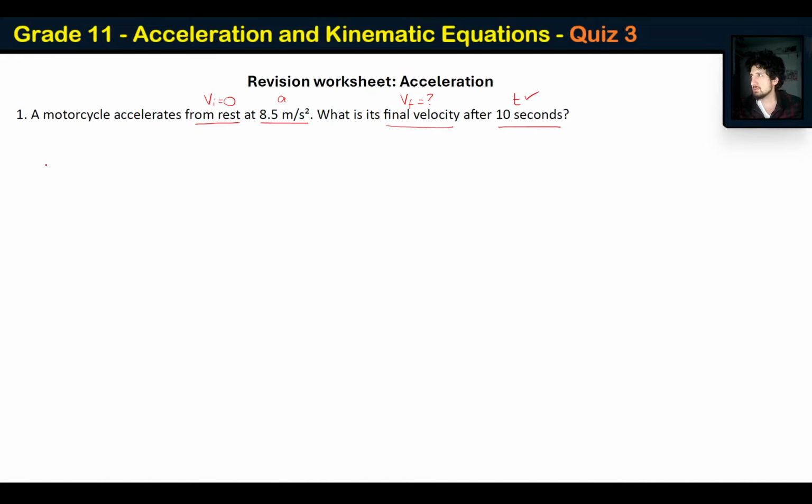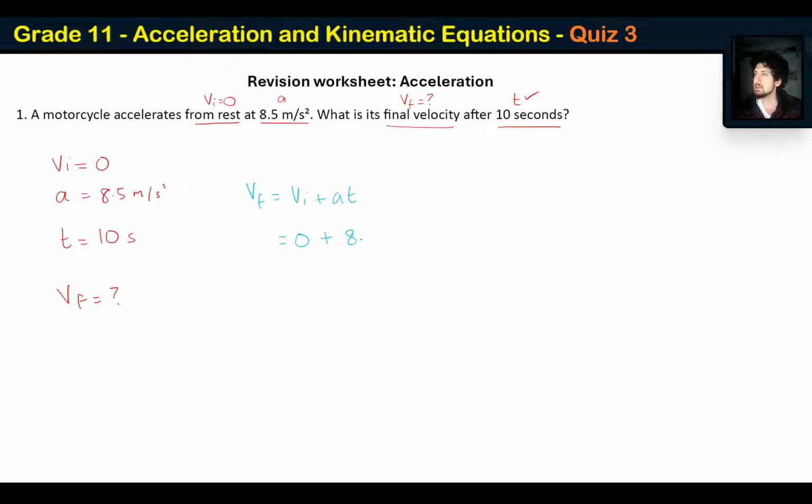So this is how I would answer it. I would list what I have. VI is equal to 0. The acceleration is equal to 8.5 meters per second squared. The time is 10 seconds, and I want VF. So if only there was some kind of formula that links all of these together. Of course there is, and that is VF equals VI plus AT. Without further ado, all I have to do is insert the numbers into the formula.